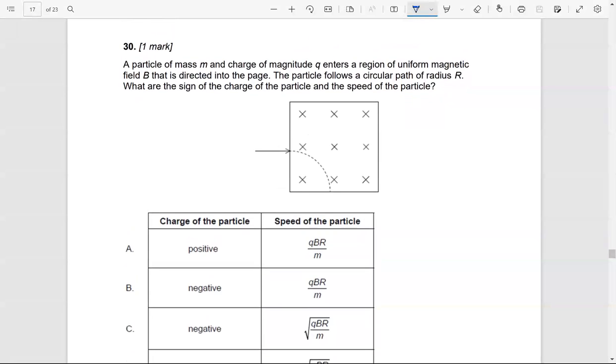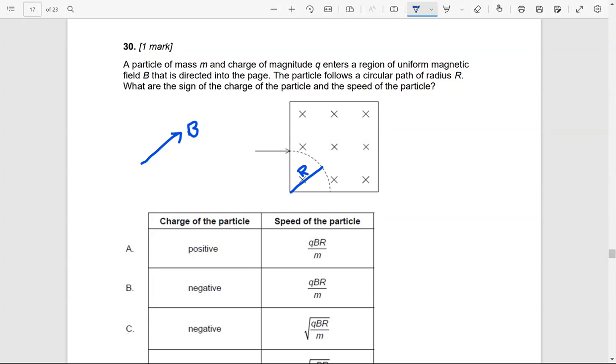And then question 30, I can't show you what I'm doing, but I'm currently doing the Fleming's left-hand rule here. We've got a particle of mass m and charge of magnitude q entering a region of uniform magnetic field that is directed into the page. Okay, so the B field is directed into the page. That's how I'm going to draw it. The particle follows a circular path of radius r. So here's the radius r. What are the sign of the charge and the speed of the particle?